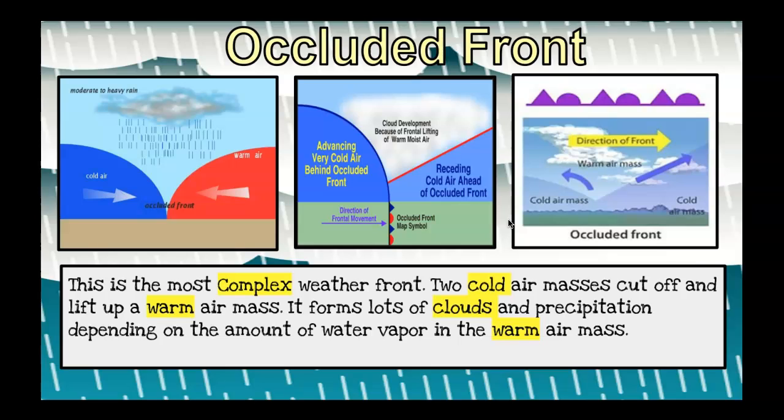The fourth type of front is an occluded front, and this is our most complex front because it involves 3 different air masses. You have 2 cold air masses with a warm air mass caught in between. Okay, it's almost like it's sandwiching the warm air mass.